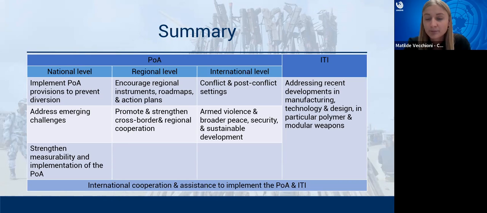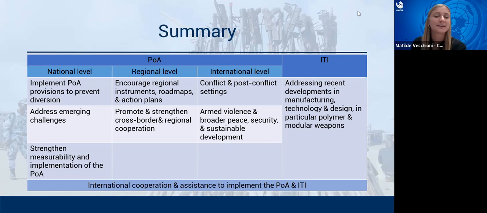At the regional level, focus was put on encouraging regional instruments, roadmaps, and action plans, and at the same time promoting regional cooperation and cross-border cooperation. At the international level, as anticipated, a focus was put on creating the linkages between existing mechanisms, armed violence, and broader peace, security, and sustainable development efforts and frameworks. For what concerns the ITI, a strong focus was put on addressing recent development in manufacturing, technology, and design, in particular for what concerned polymer and modular weapons.